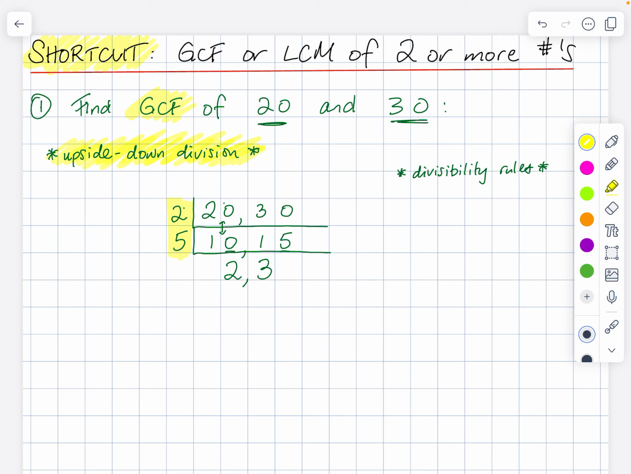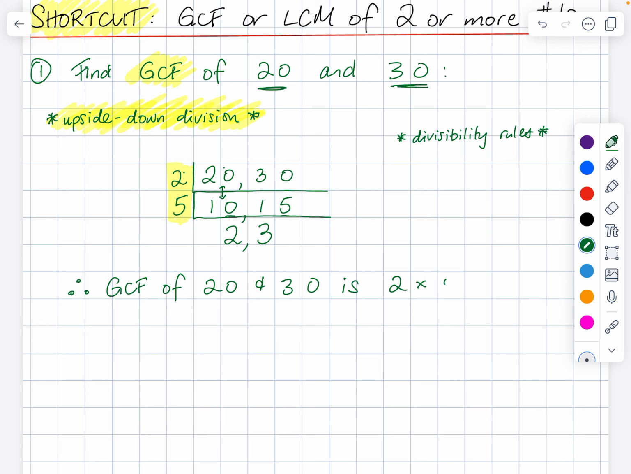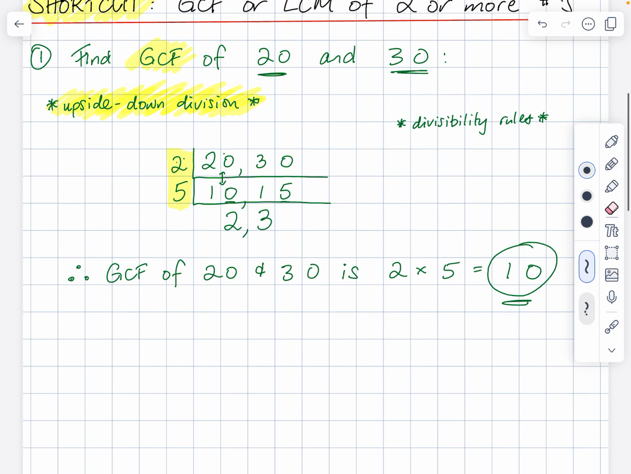Now, if this kept going, then you would take the numbers listed on the left-hand side, and that would form your GCF, okay? But right now, you just have 2 and 5. So therefore, the GCF of 20 and 30 is 2 times 5, which gives us 10. So the GCF of 20 and 30 is 10 because you're taking the 2 numbers here on the side and you're multiplying them together. Okay, what's great about this method is we've also done the work for LCM.